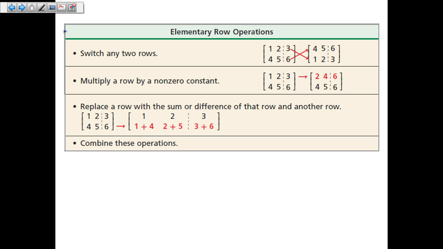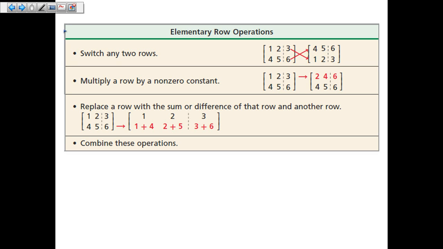Now here's the big rule that we're going to be able to follow in order to get rid of things. We can replace a row with the sum or difference of that row and another row. So here we see that they've taken the bottom row, 4, 5, 6, and added the top row, 1, 2, 3. Now we can also go ahead and combine any of these operations any way we want. We can do them in any sort of order. We can combine the second and third rule. So instead of just adding two rows, we go ahead and multiply one of those rows and then add them.